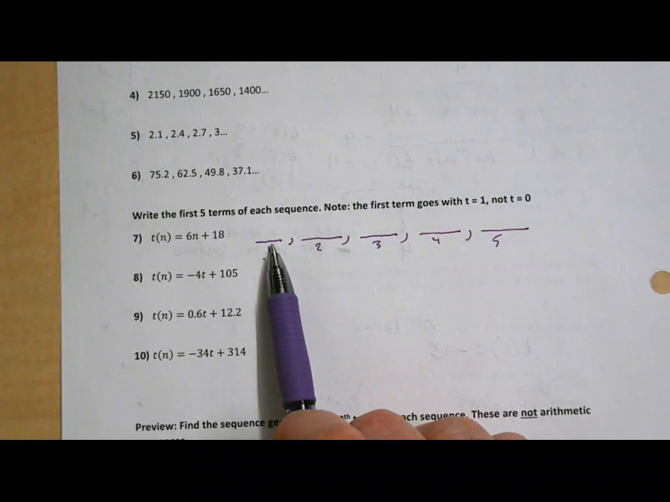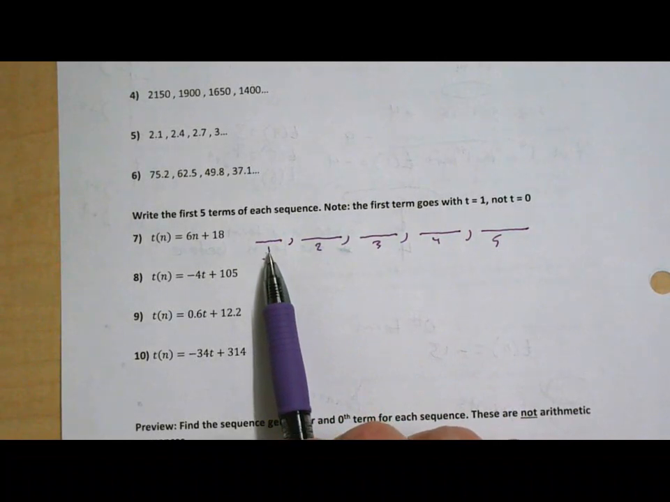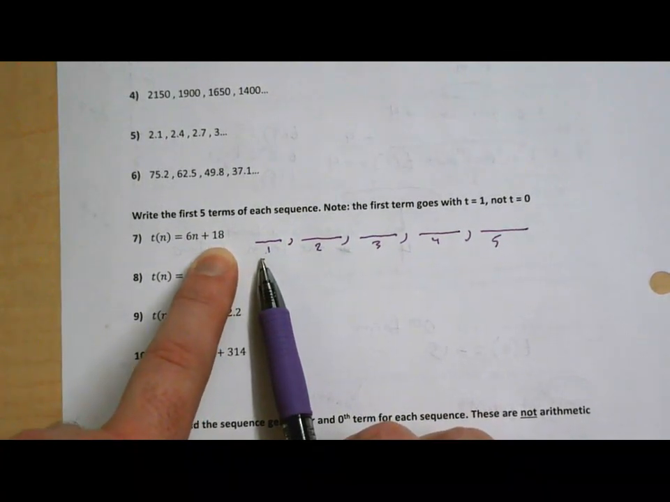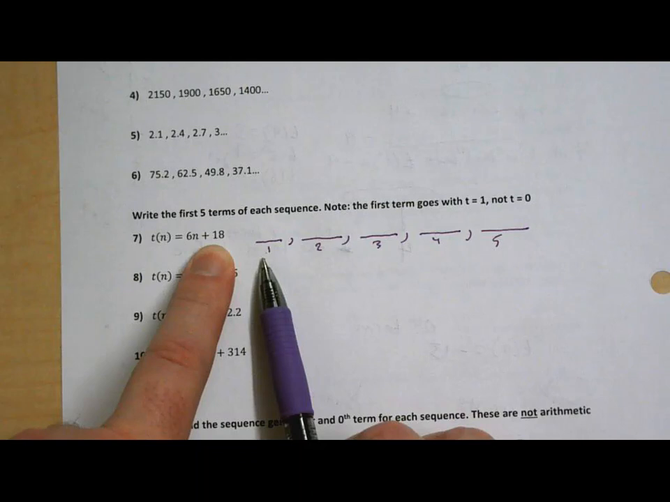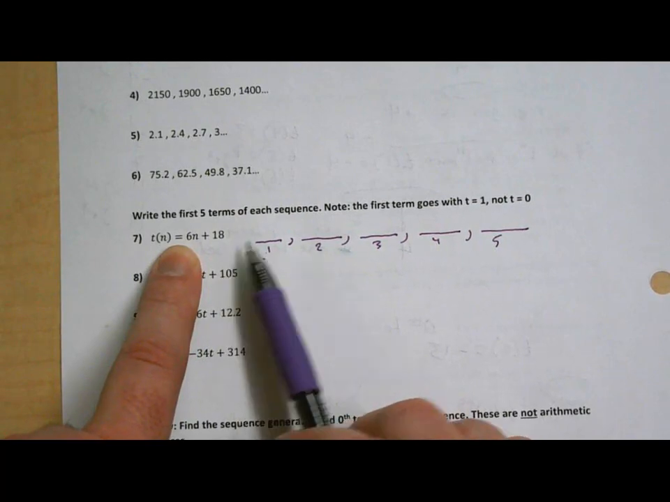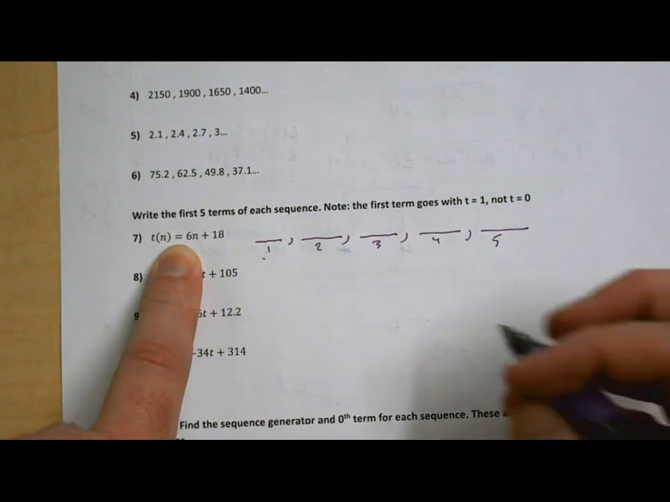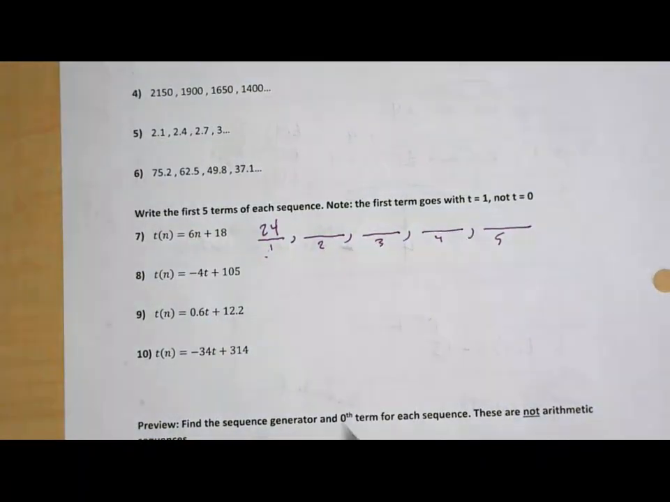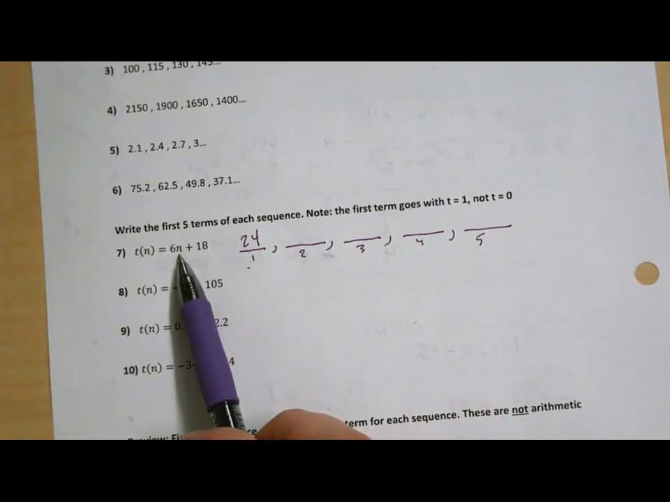I heard 12, I heard 24. I haven't heard my favorite mistake yet. What do you think the most common mistake answer would be for this? A lot of people are going to want to say 18 because they're like, oh, that's my starting value, right? But remember, that's not my first term. That's my 0th term. So my 0th term would be 18, and then I would do plus 6 to that to figure out my first term, which would be what? 24.